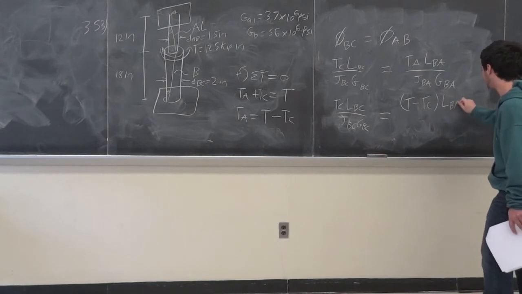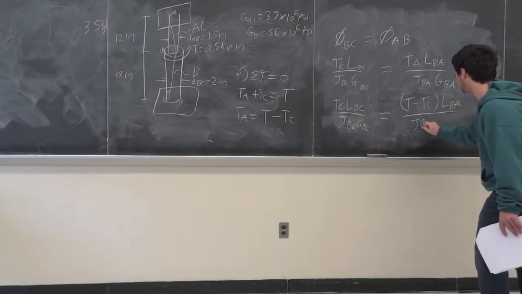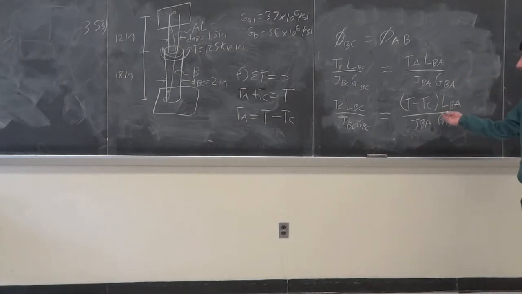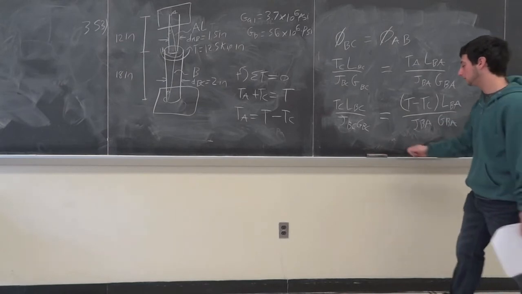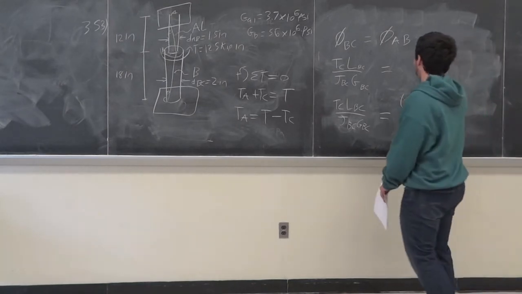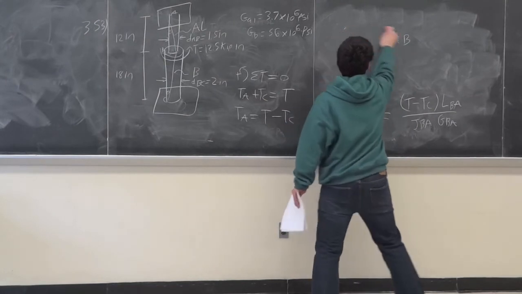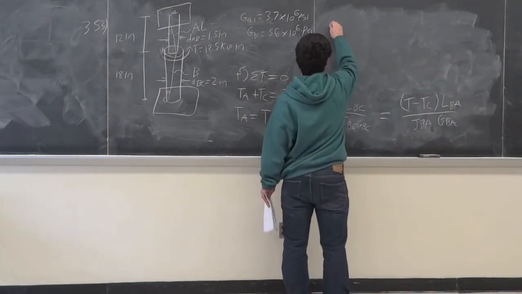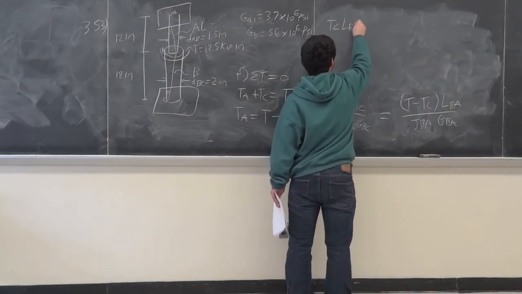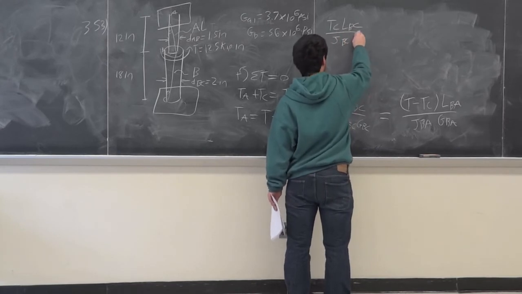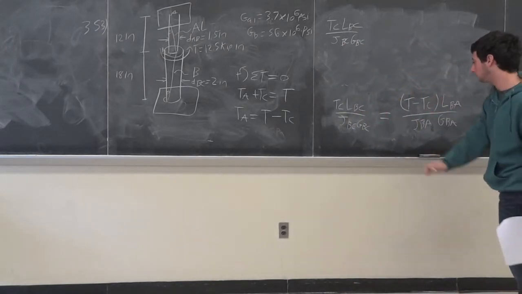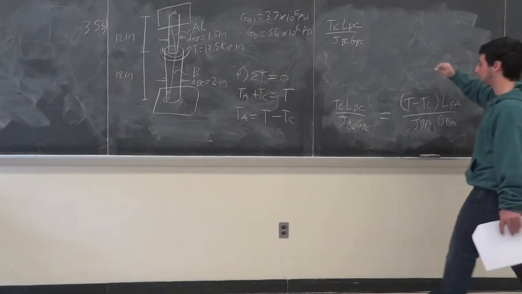This is L BA over J BA G BA. Okay, so now I don't have to rearrange this whole thing. You guys get the point. You could solve. You can move this over. Whatever, I'll just do it. It's not that hard. So you have this equation. You could rearrange. So you have TC L BC over J BC G BC. And then I'm taking this part and moving it over, because this is minus TC. You guys get the point.